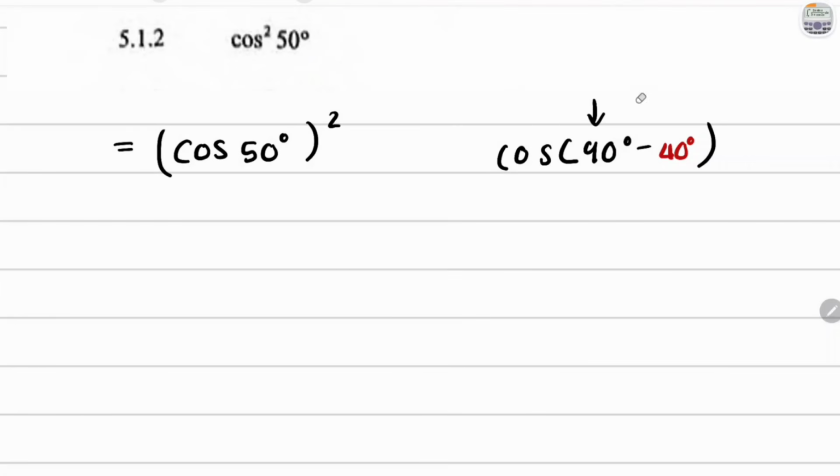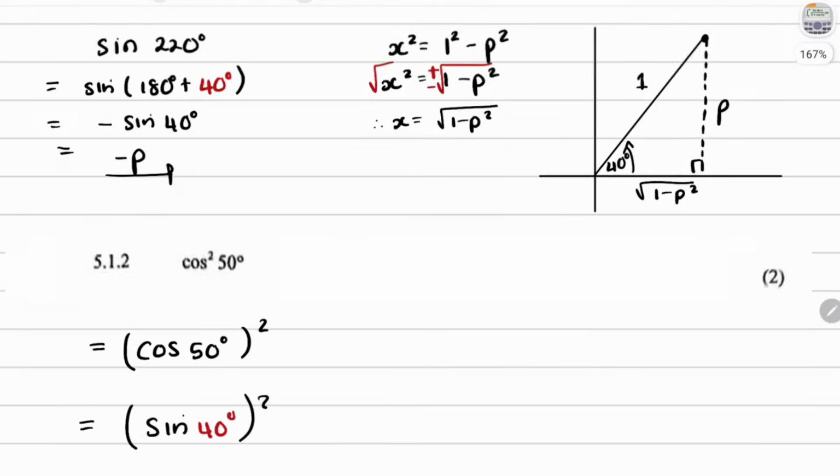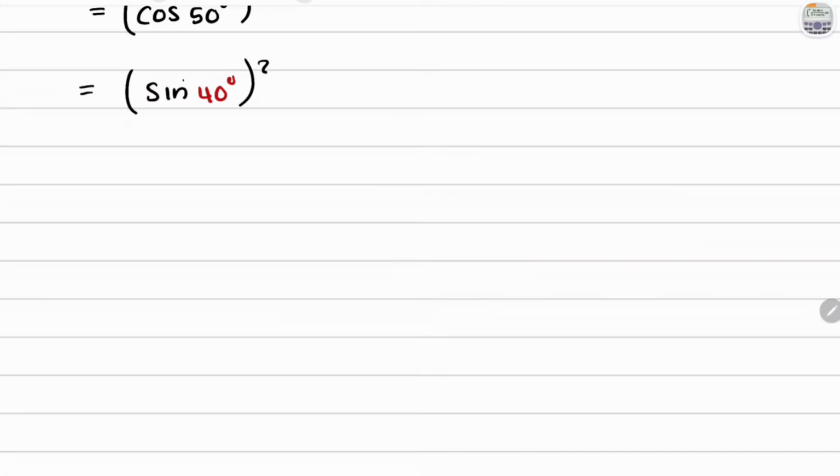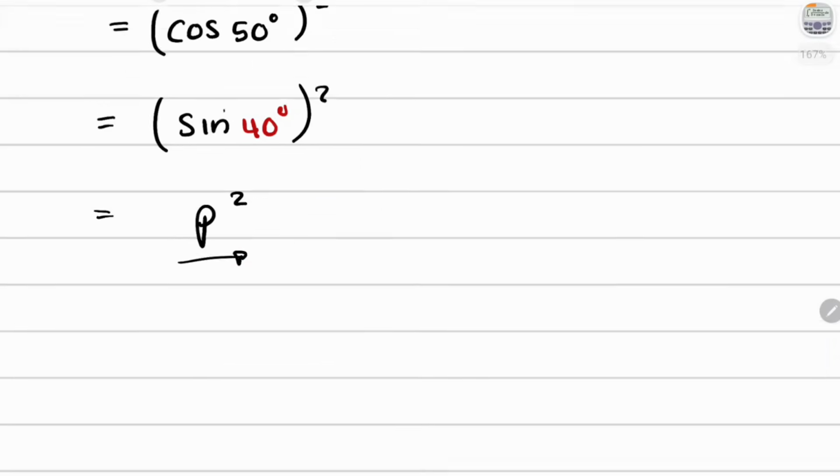So now that we have this, if you change this to its cofunction, that would be positive sine of 40 degrees, to stay positive. So that is equal to sine 40 degrees, and that is squared. Now we know what sine 40 degrees is. We saw that in the beginning. That is p. So that means this is actually just p all squared, which is of course just equal to p squared. And that's our answer for that one.